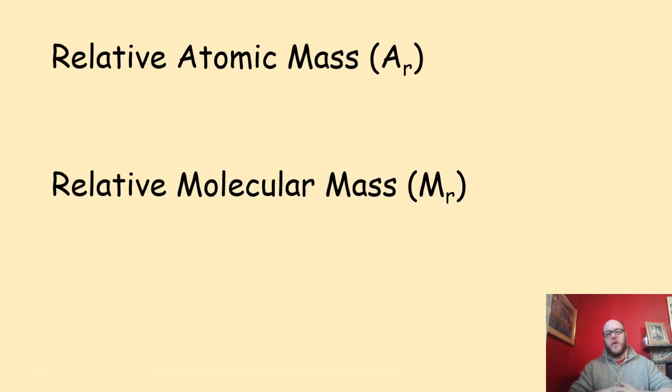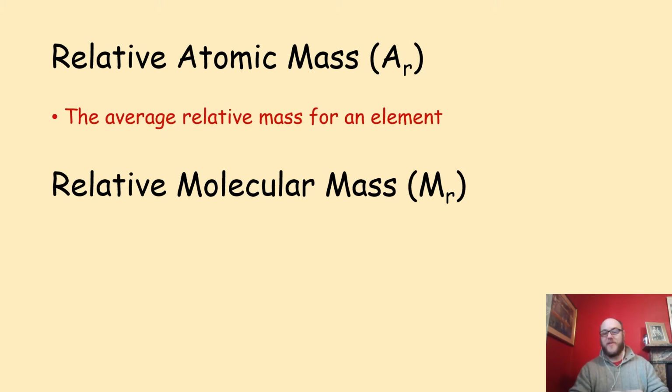Okay, so we need to define 2 different terms. First is the relative atomic mass, and that's the thing that I've just told you about. It is the average relative mass for an element. Okay, remember that the mass of an electron is completely irrelevant to all things. So it's only the mass of the nucleus that really matters. So we denote this with a capital A and a small r for relative atomic mass. So we know the masses for all of the atoms.